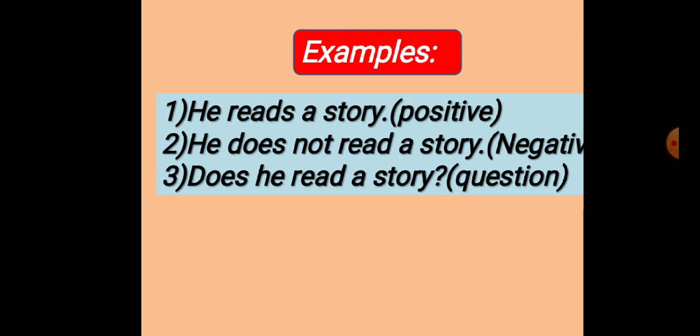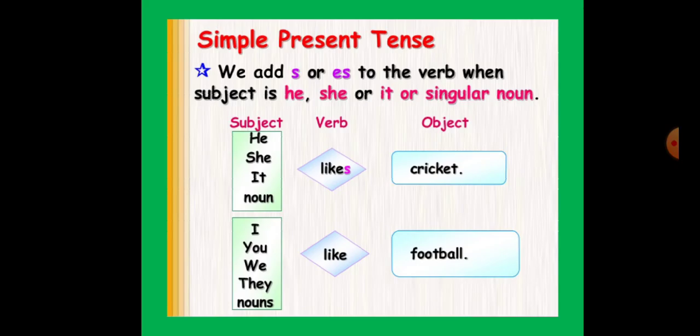Now you see the examples. He reads a story. This is the positive form of simple present tense. He does not read a story. This is the negative form. And does he read a story? This is the question form. We add s or es to the verb when the subject is he, she, or it, or a singular noun. You see the examples. Here the subjects are he, she, it, and a singular noun. You see s has been added to the verb.